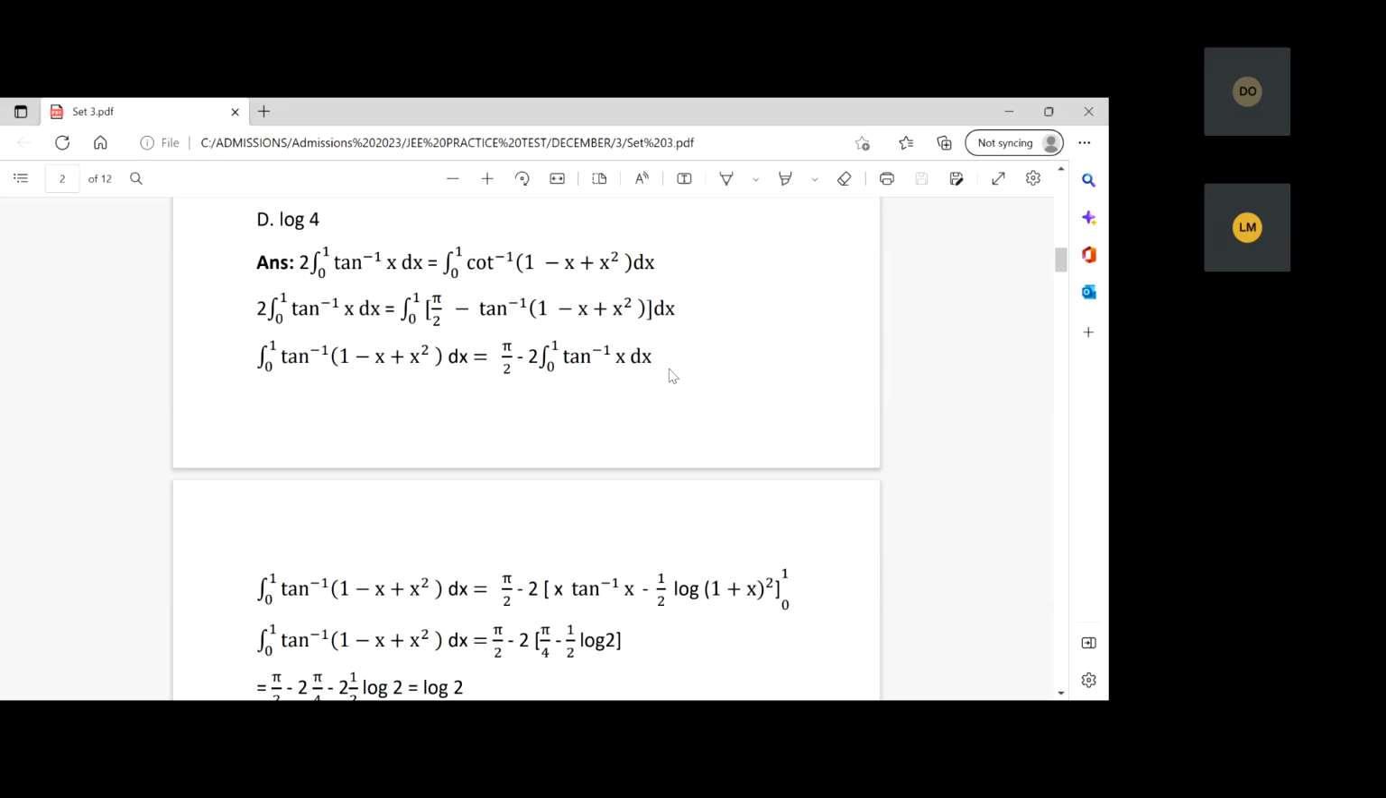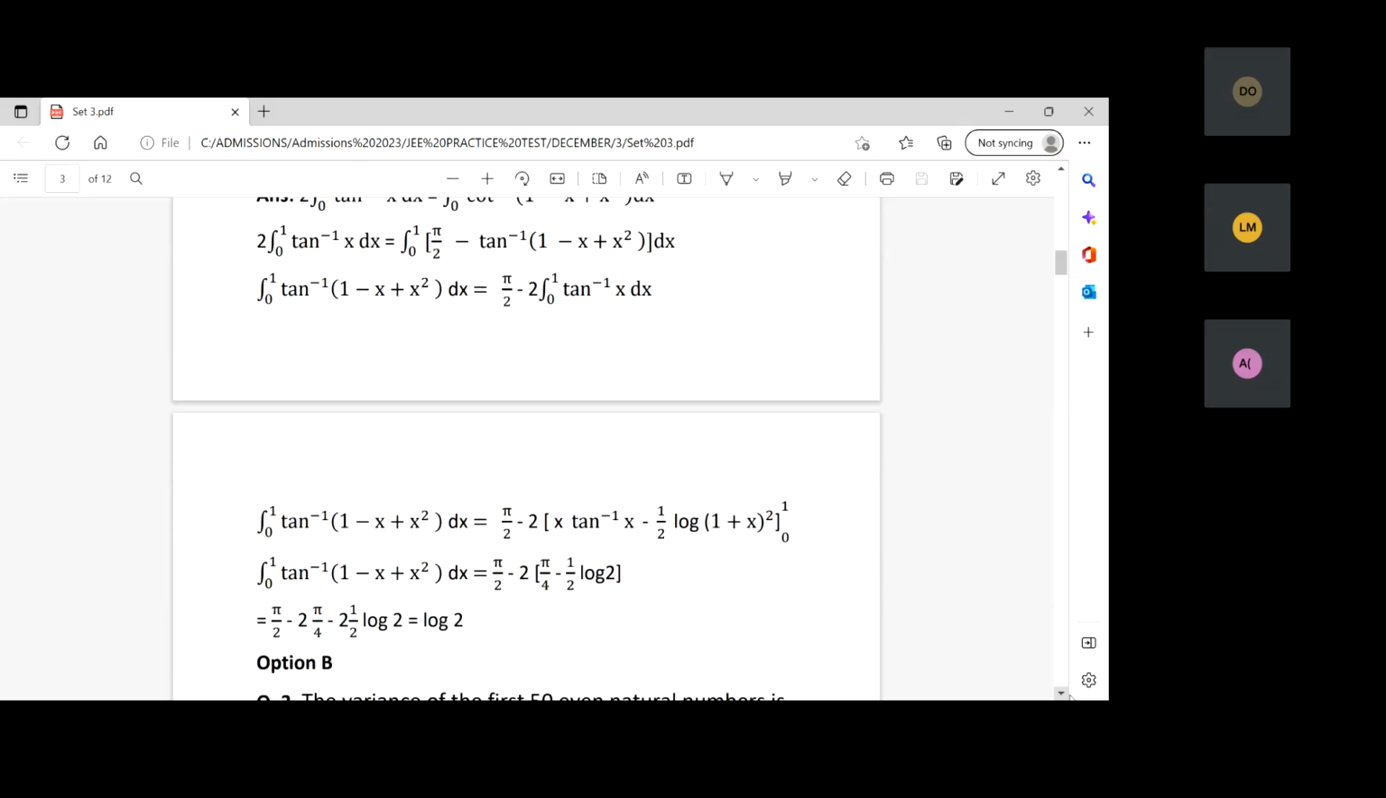It's the simple mathematical integration part. This is something which you need to find out. This is the simple integration which you know. So you can use maybe integration by parts. You can assume it as tan inverse x into 1 and you can solve it. So here this will be pi by 2 minus 2 into the term x into tan inverse x minus 1 by 2 into log of 1 plus x whole square. You have the limits here, 1 to 0.